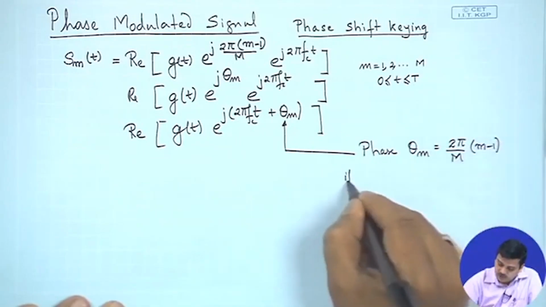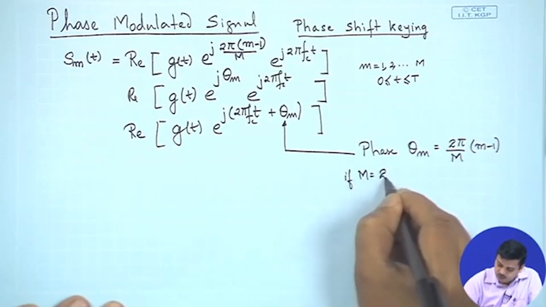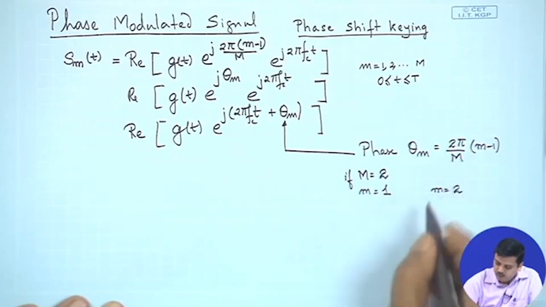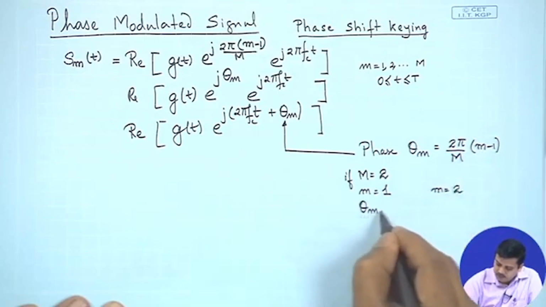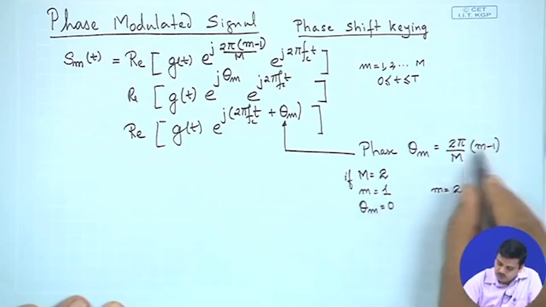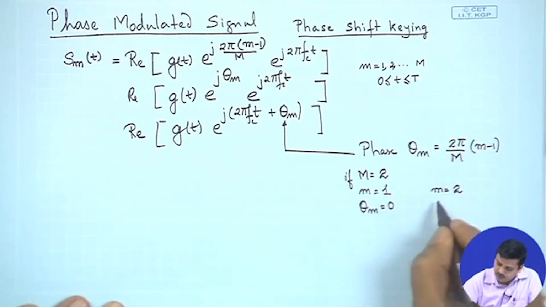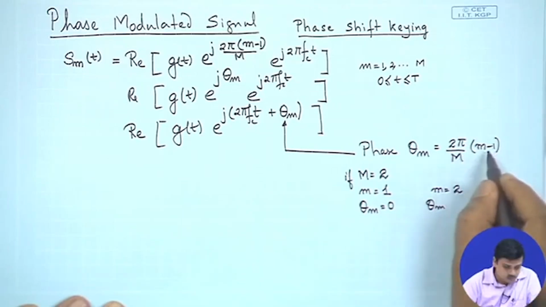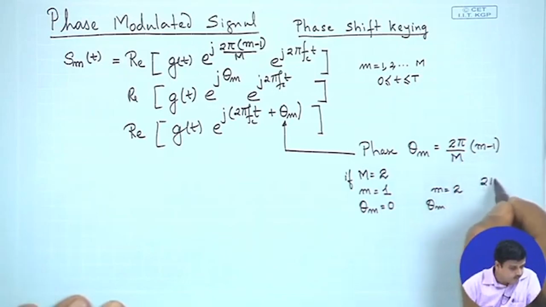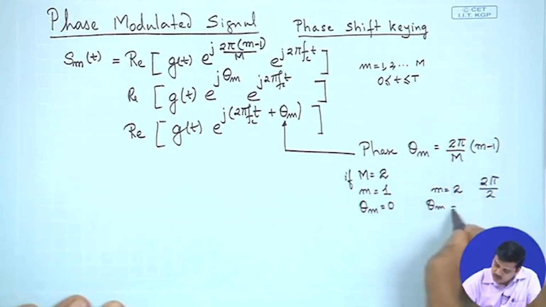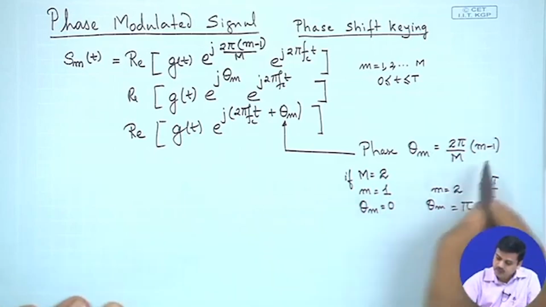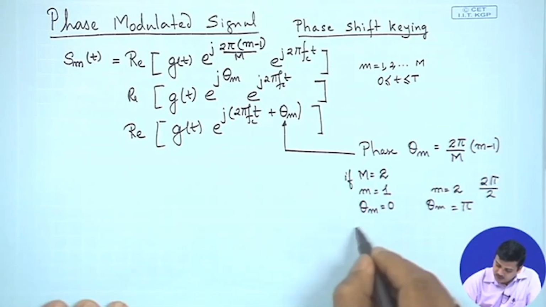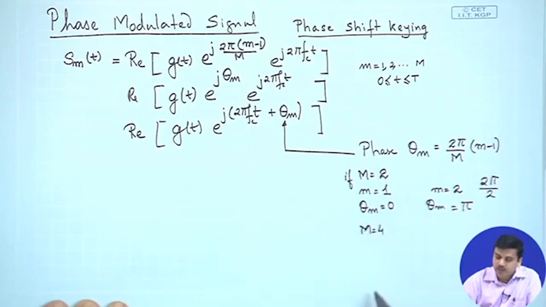So, if we have M equal to 2, then m would take a value of 1 and m would take a value of 2. For m equals 1, your theta_m would be 0, and for m equals 2, your theta_m would become 2 pi upon 2, which is equal to pi, right, because 2 minus 1 goes out. So, it is pi, this is 180 degrees. Similarly, you can calculate for m equals 4 and so on and so forth.